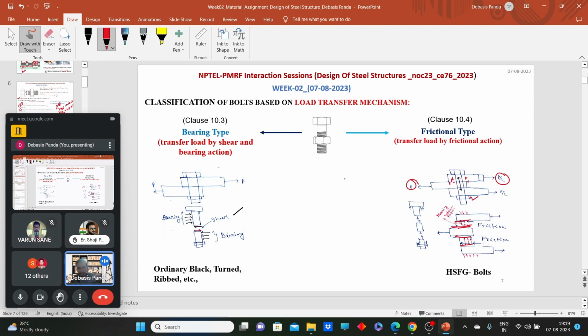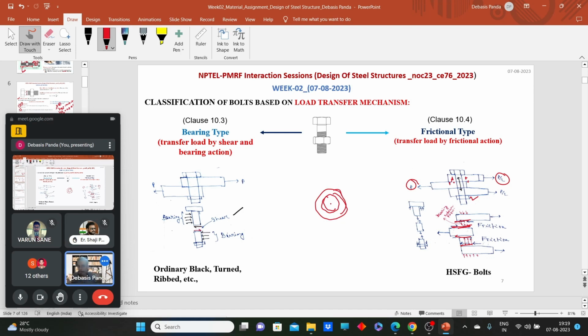Now the thing is, here I make that hole and I put the bolt within it. Now try to understand it.